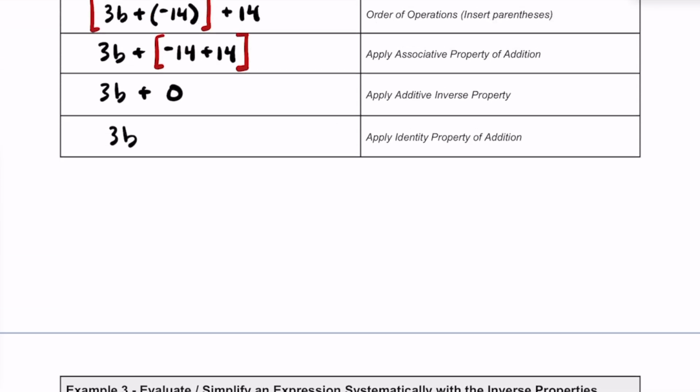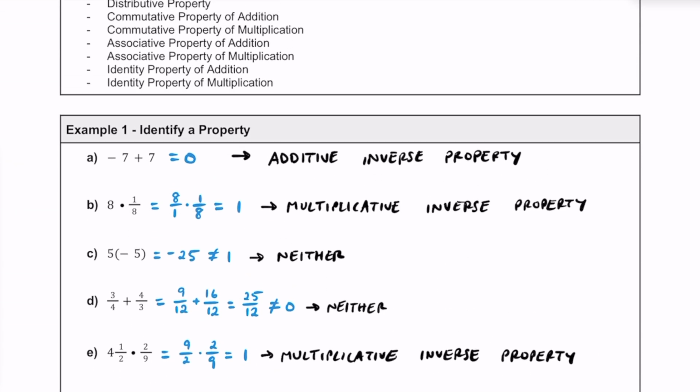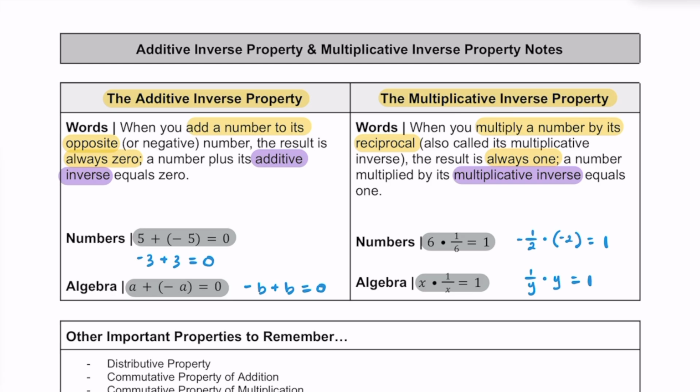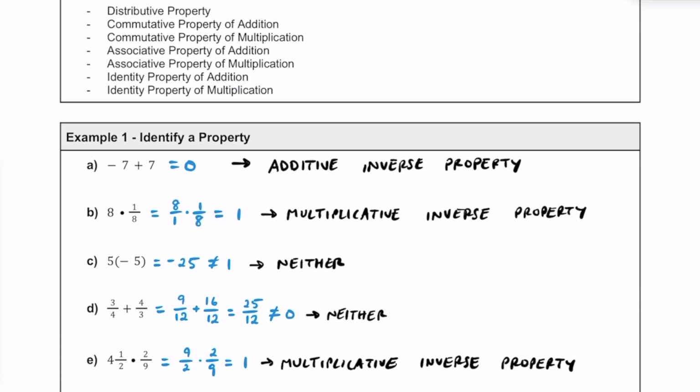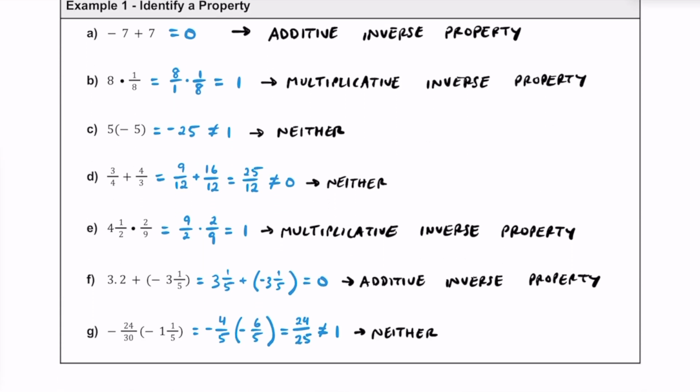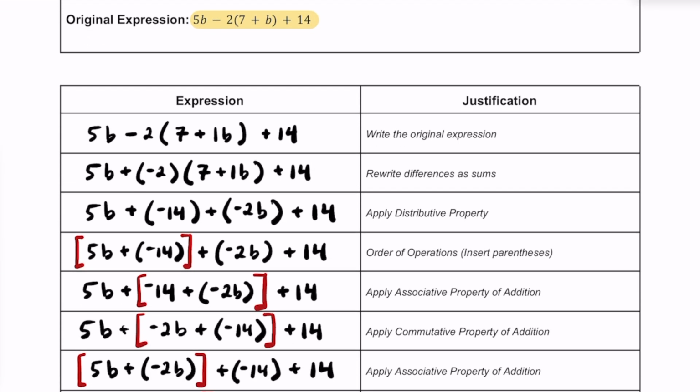So just to recap here, we talked about two new properties in this video. The first property was the additive inverse property. It just states that when you add two numbers and get 0, that means you use the additive inverse property. If you multiply two numbers and you get 1, those are called multiplicative inverses of each other. You'd be using the multiplicative inverse property. Notice that if you don't get something that equals 0, then it's not the additive inverse property. And if you don't get something equal to 1 when you're multiplying, then it's not the multiplicative inverse property, so it's neither.